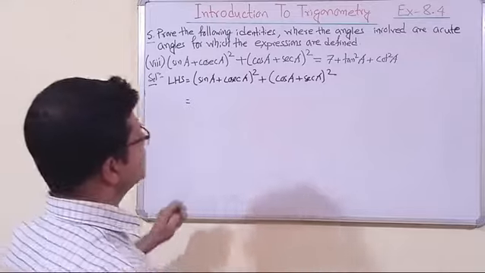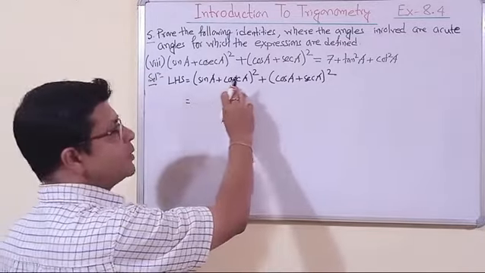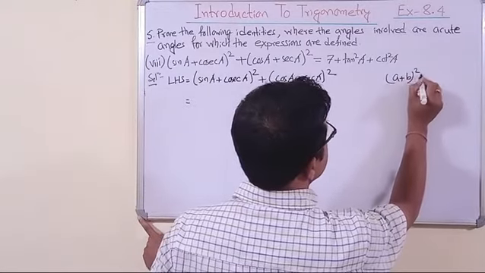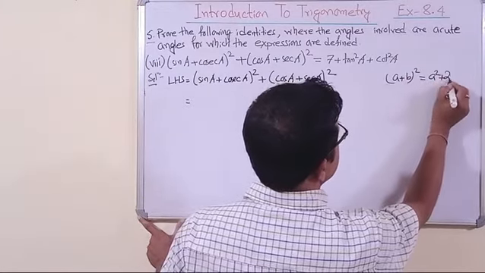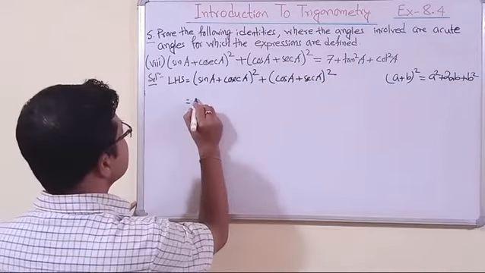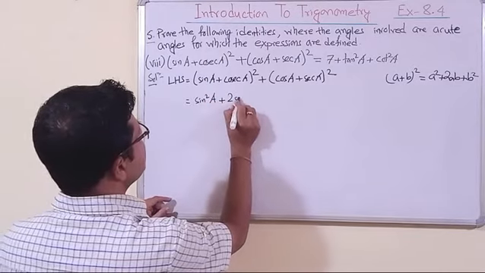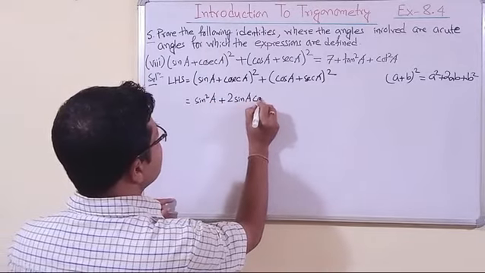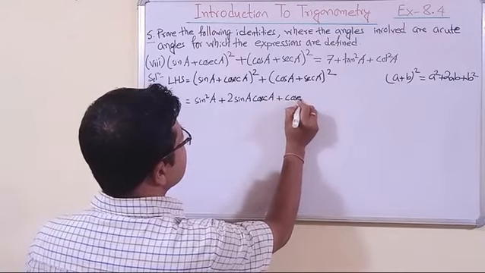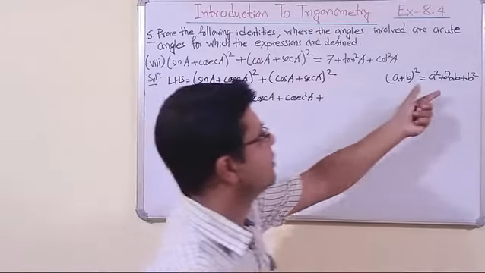Alright. Now here in both the cases it is of the form (A + B) whole square, which is equal to, we know, A square plus twice AB plus B square. So let us expand in this way. A square plus twice AB plus B square. Okay, we have expanded this in this form.